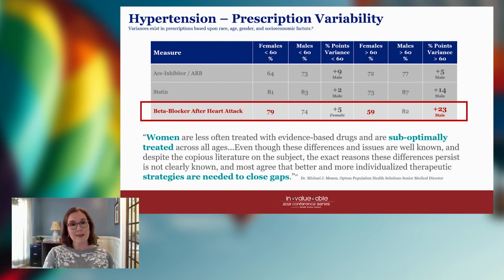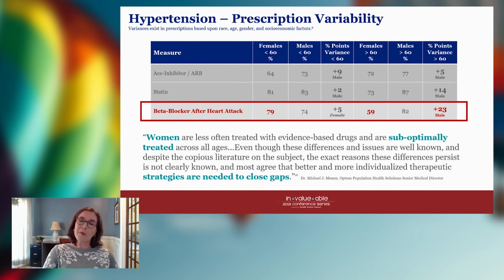But here's where it really gets interesting and quite frankly discouraging. If you look at the difference between younger females and older females, that's a 20 percentage point difference. Or what about the difference between older females and older males? That's a 23 percentage point difference. So this is the standard of care. The standard of care is that everyone get a beta blocker after a heart attack. And you can see how widely varied that is.